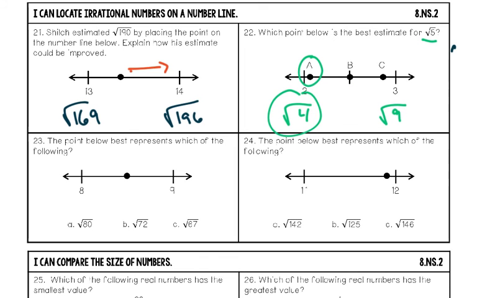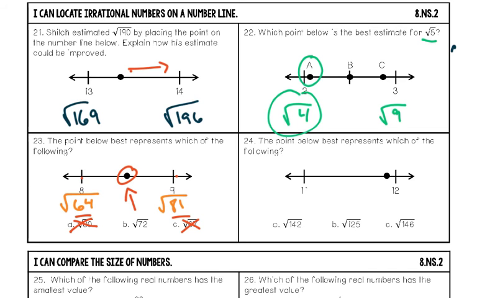We'll do the same thing for number 23. When we're looking at these numbers 8 and 9, we want to look at their square root equivalents, so we look at their doubles. 8 times 8 is 64, so the square root of 64 is 8. 9 times 9 is 81. The square root of 81 is 9. And we're going to think what's right between 64 and 81. It can't be 80 because that is too close to 81. It also can't be 67 because that is too close to 64. So the square root of 72 is perfect because it is right between 64 and 81, and this point is right between this 8 and 9.